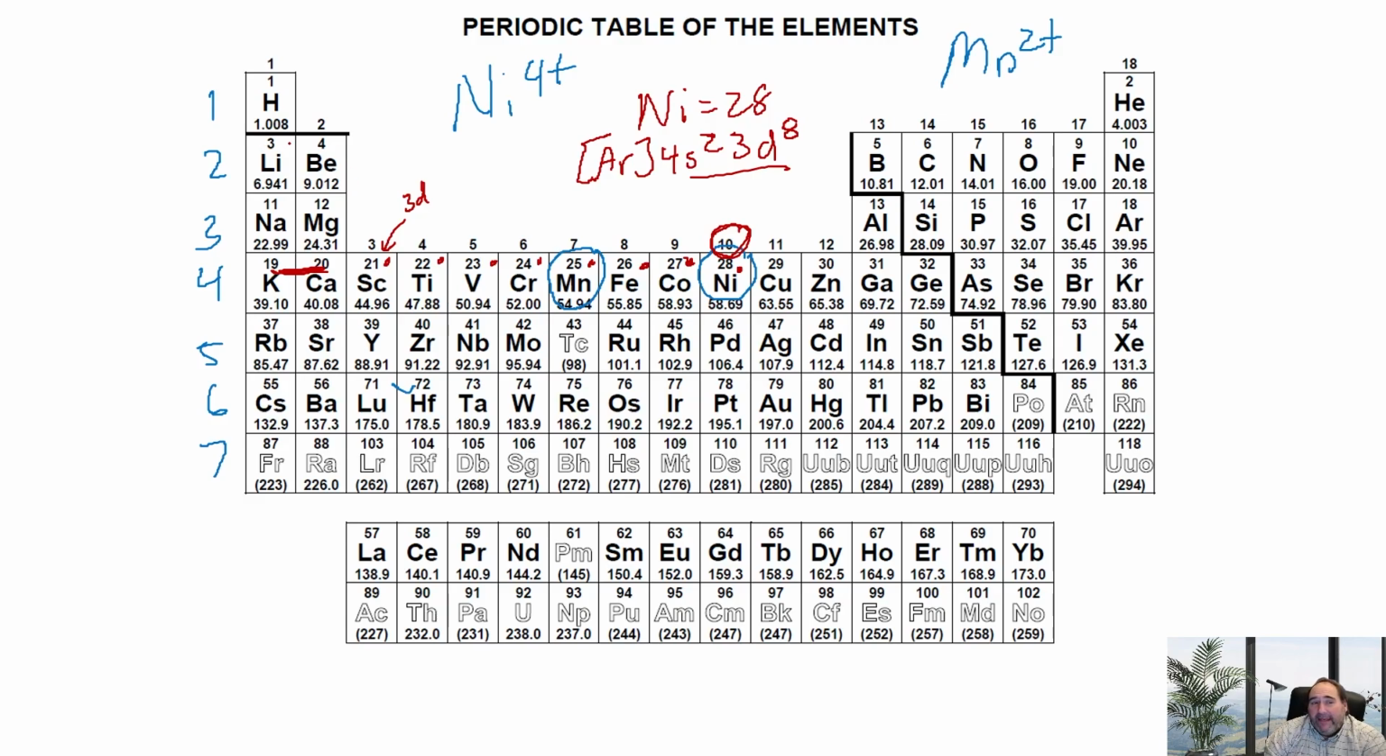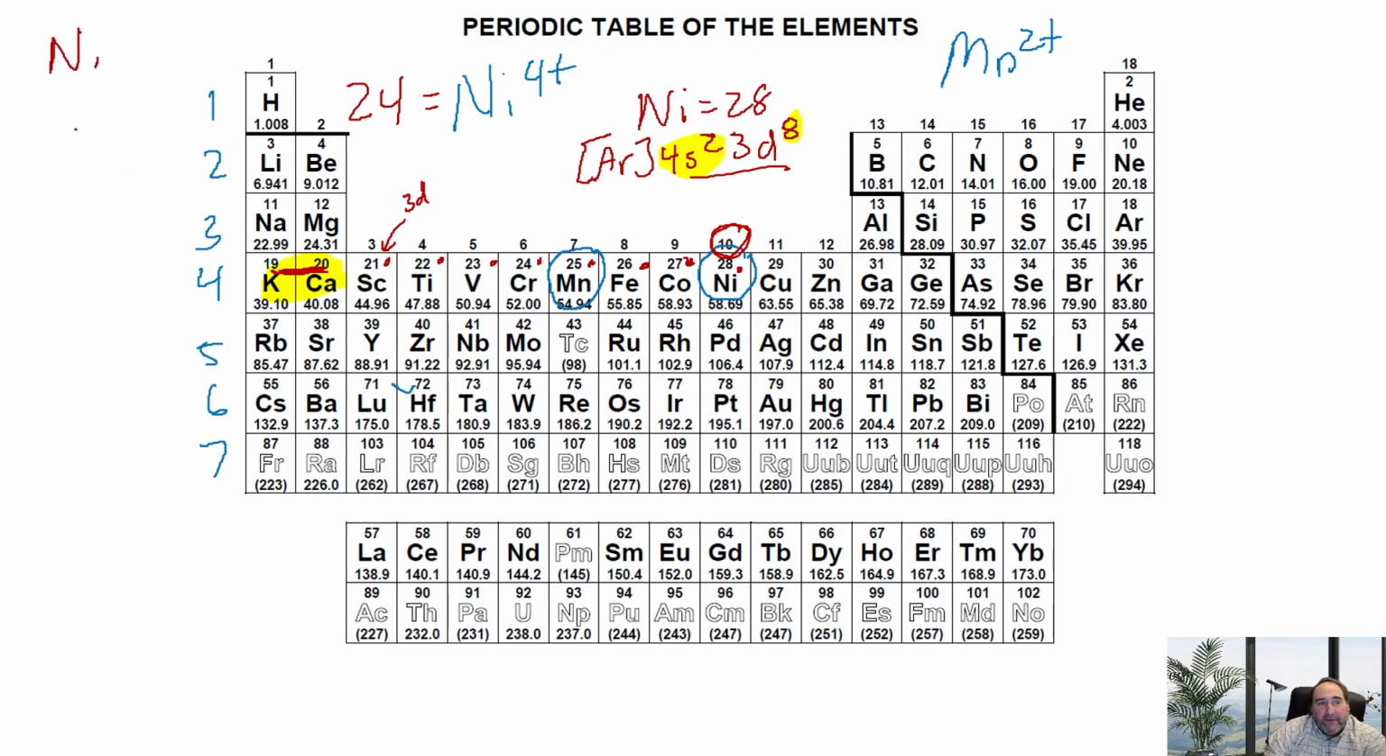And 4 is how many? So nickel with a +4 charge will have 24 electrons. Once again, since this is a transition metal, we are going to lose our s electrons first, which are these. And that's 2. Now we need to get the other 2 out of our d's, and that is going to leave us with an electron configuration.